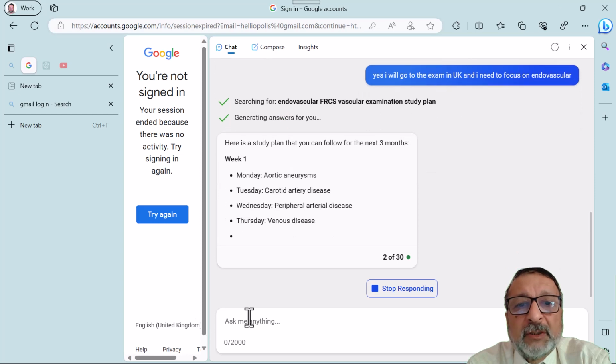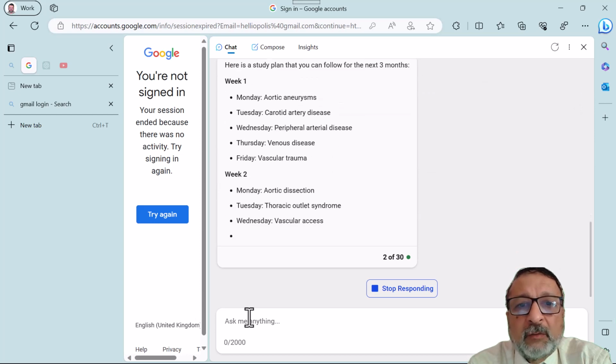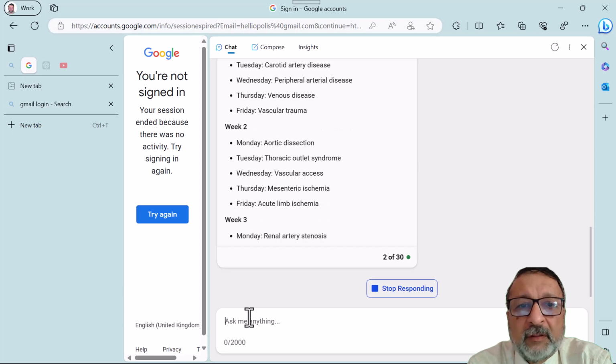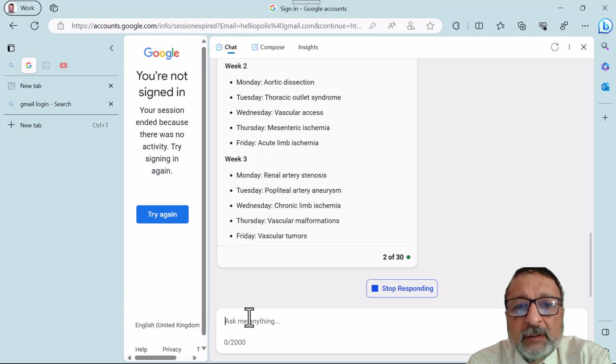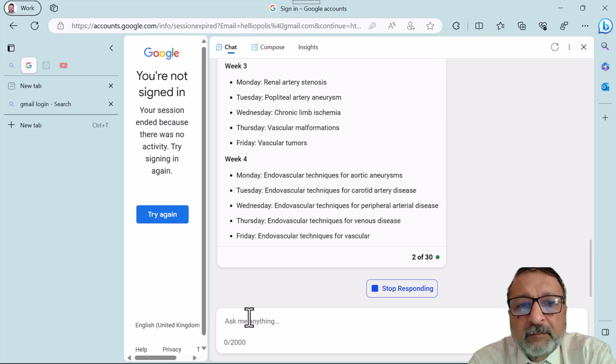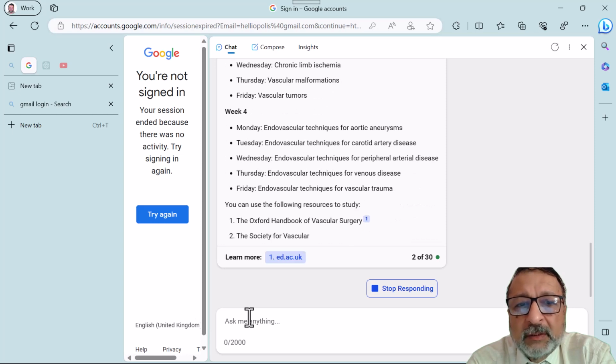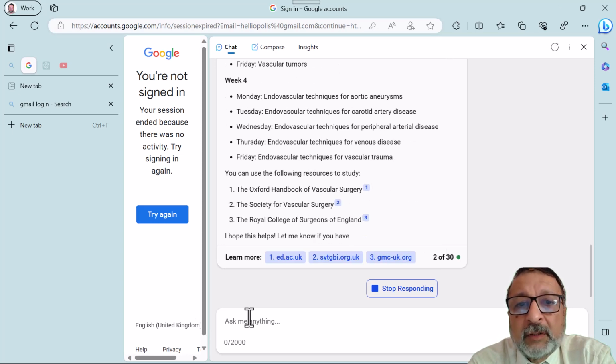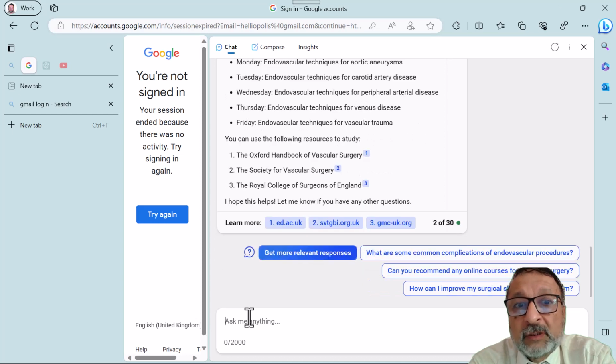Now it mentioned week 1, you study aortic aneurysm, then carotid, peripheral. Week 2, aortic dissection, thoracic outlet syndrome. You see here it did not mention which books you read from. Again, this is week number 4, and then you can use the following sources to study. It mentioned 3 sources: the Oxford Handbook of Vascular Surgery, and the Society for Vascular Surgery, like the European Society of Vascular Surgery, which is not actually a book, it's a website. Again, the Royal College is not a book, it's a website. So I would give Bing 5 out of 10.